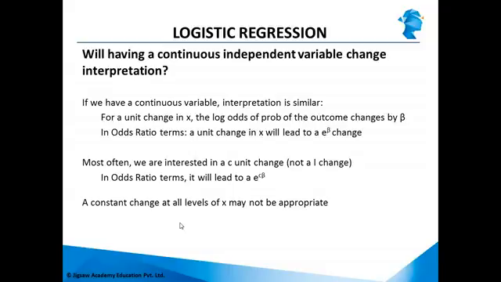Another thing to remember is that a constant change at all levels of x may not be appropriate. Let's think of income, for example. As your income goes up, the probability of not defaulting should ideally go up, but it may not go up at the same rate. The probability of not defaulting when your income goes from 20,000 to 30,000 may not be the same as when your income goes from 100,000 to 110,000.